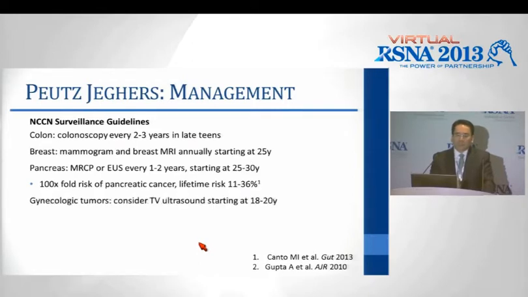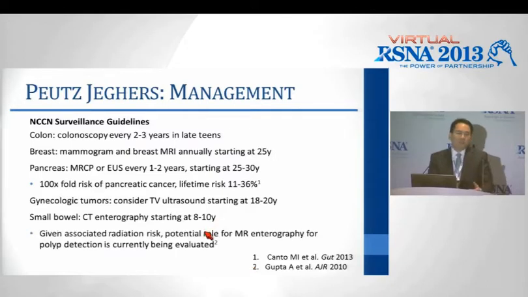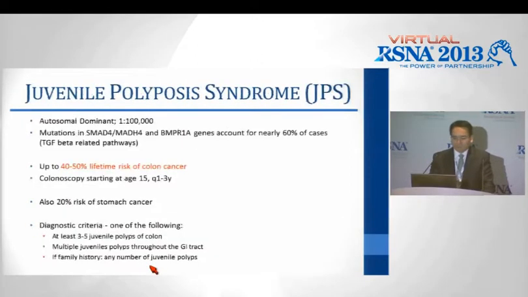Gynecologic tumors, transvaginal ultrasound, starting at the age of 18 to 20. And for the small bowel, CT enterography, starting at the age of 8 to 10. And CT enterography is quite involved. There's a lot of radiation, and perhaps there's a role for MR enterography, which is being investigated for this patient population. But as you can imagine, given the rarity of this disease, proving that any one of these screening mechanisms actually works will probably be very hard to do, but they're still recommended.